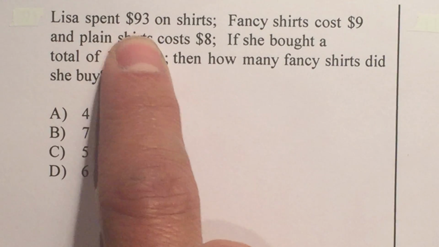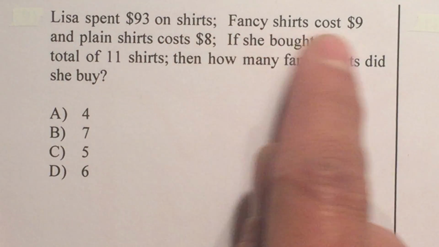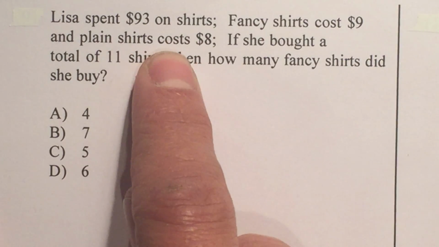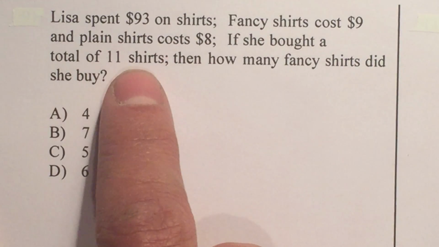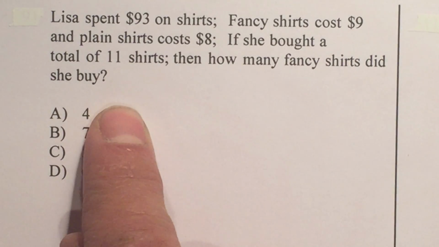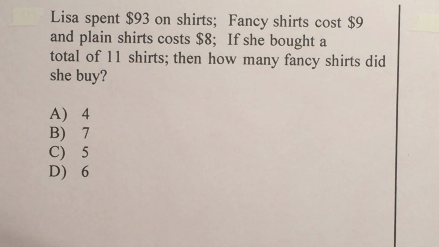Lisa spent $93 on shirts. Fancy shirts cost $9 and plain shirts cost $8. If she bought a total of 11 shirts, then how many fancy shirts did she buy? In this case, we have two items.